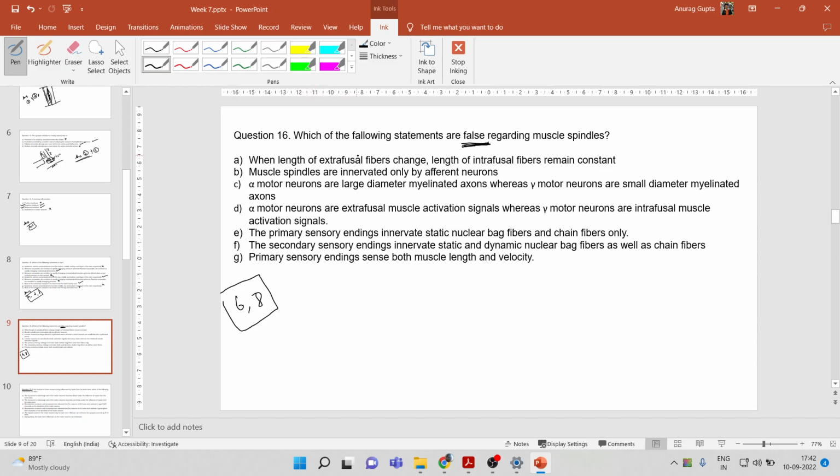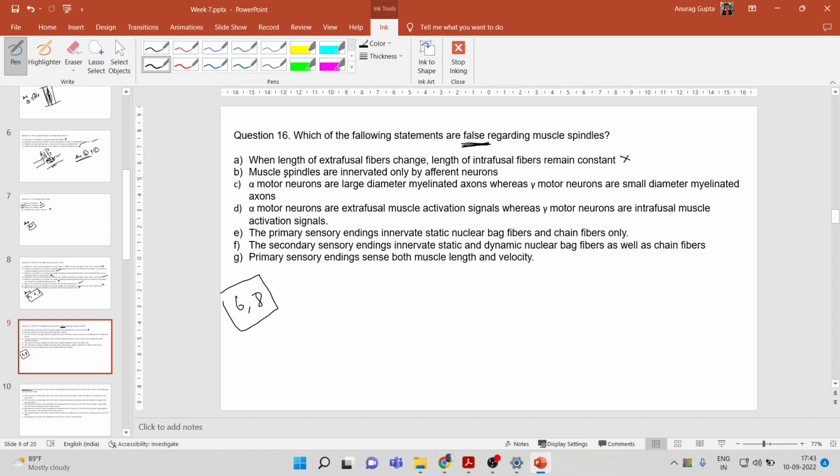When the length of the extrafusal fibers change, the length of the intrafusal fibers remain constant. No, when the length of the extrafusal fiber changes, the length of the intrafusal fibers also changes. That is how the intrafusal fiber is sensitive to changes in the length of the muscle, and we have the sensory endings at the center of these intrafusal fibers. So when the extrafusal fiber changes its length, the intrafusal fiber also changes its length, and this is detected by these sensory endings or afferents which are present in the intrafusal fiber.